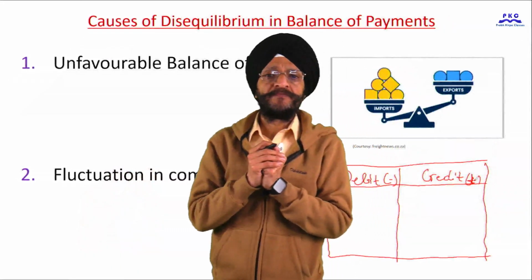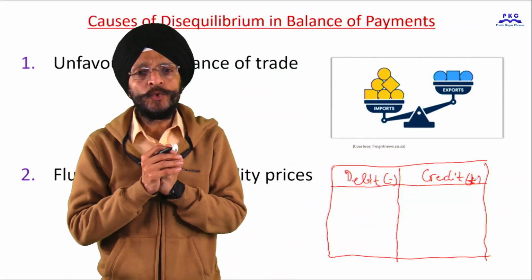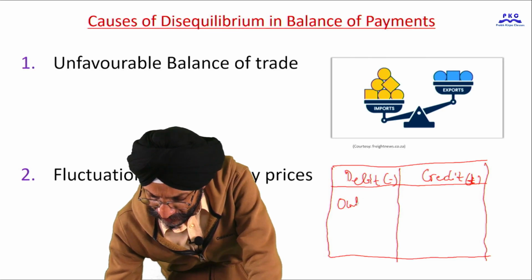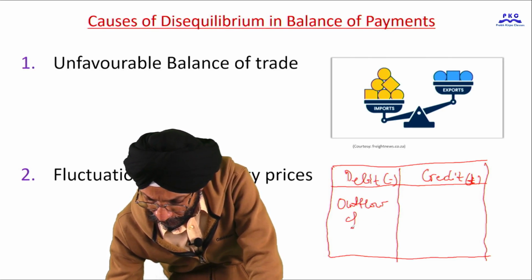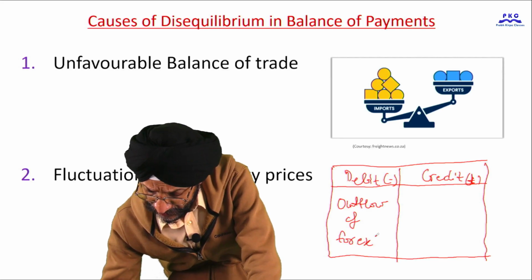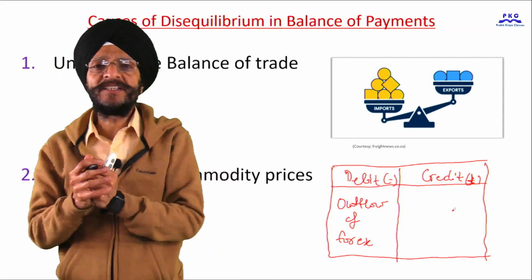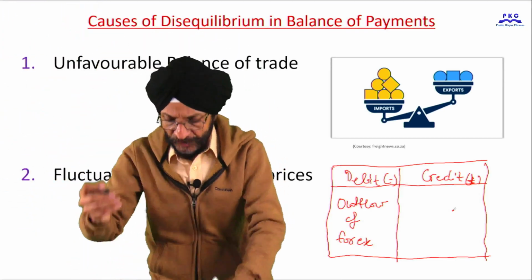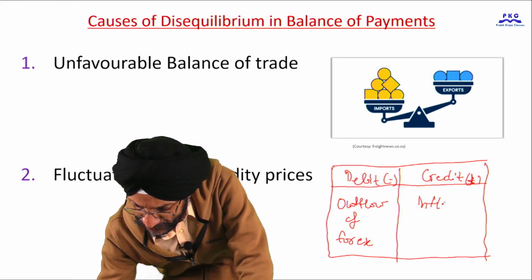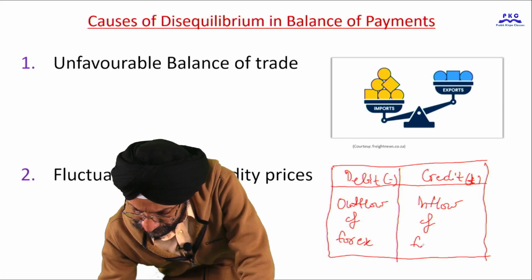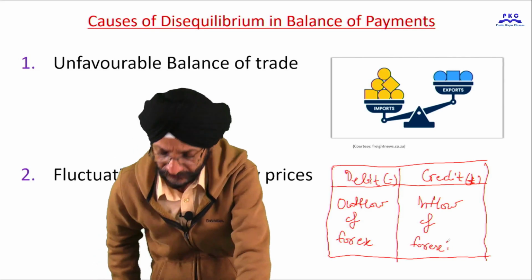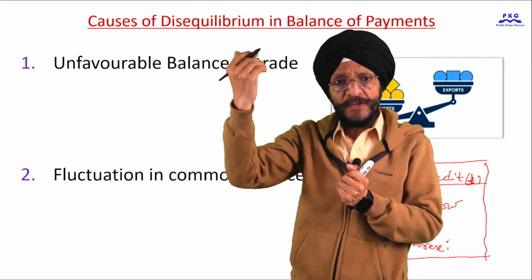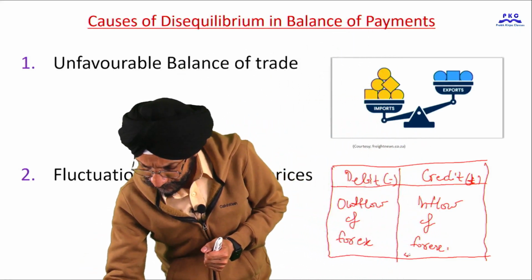On the debit side, we take all those economic transactions which result in outflow of foreign exchange. And on the other hand, on the credit side, we take into account all those economic transactions which result in inflow of forex. Forex means foreign exchange. If we export goods and services, these result in inflow of foreign exchange, so these are recorded on the credit side.